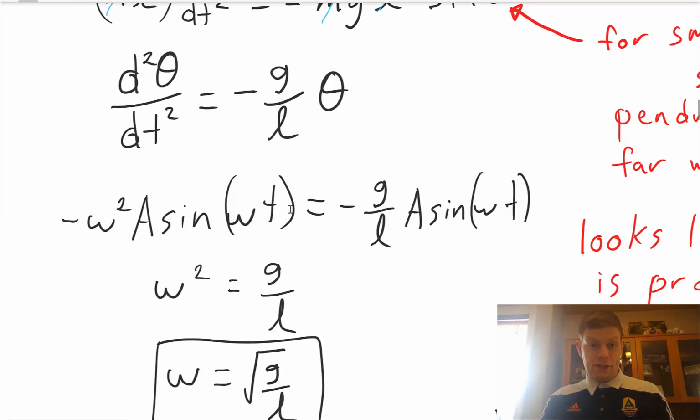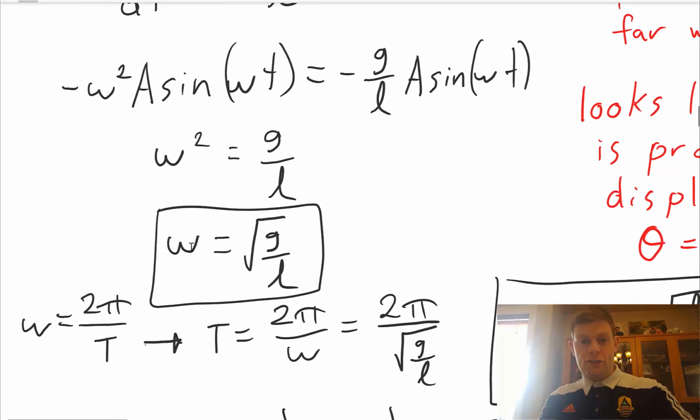you'd have two omegas, two angular velocities, coming out due to the chain rule as you take two derivatives. The derivative of sine is cos, and the derivative of cos is negative sine, so that's where we get the negative. We can cancel out the negatives and the a sine omega t, and we see that our angular velocity squared is g over L, or our angular velocity is the square root of g over L.